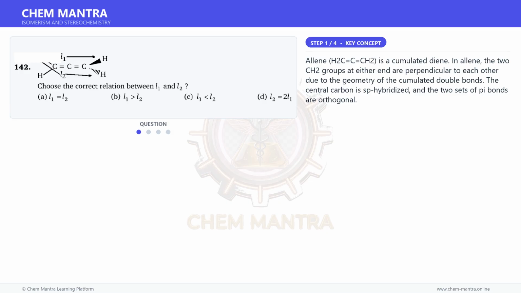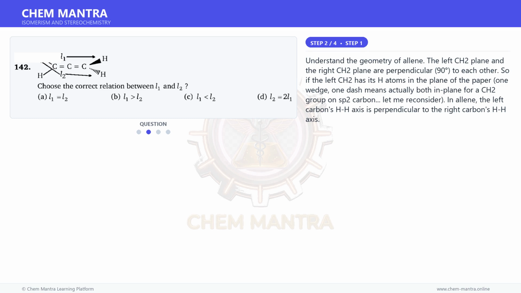Allene, H2C=C=CH2, is a cumulated diene. In allene, the two CH2 groups at either end are perpendicular to each other due to the geometry of the cumulated double bonds. The central carbon is sp hybridized, and the two sets of pi bonds are orthogonal.